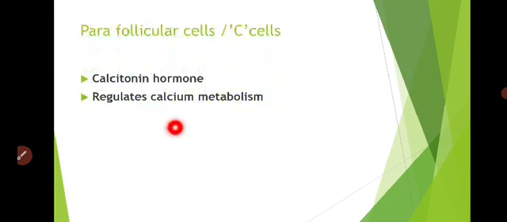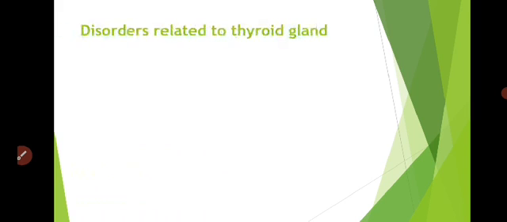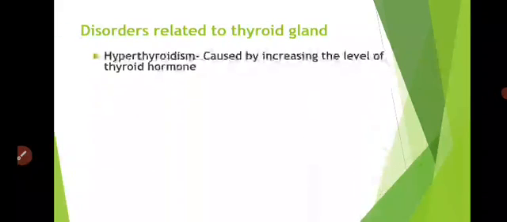The calcitonin hormone regulates the calcium metabolism. So the parafollicular cells, or the C cells, which are present in between the two follicles, secrete the calcitonin hormone and regulate the calcium metabolism. Now the disorders related to the thyroid gland.